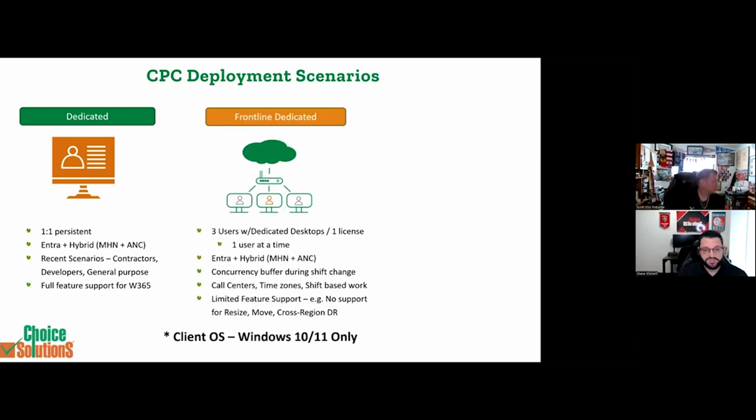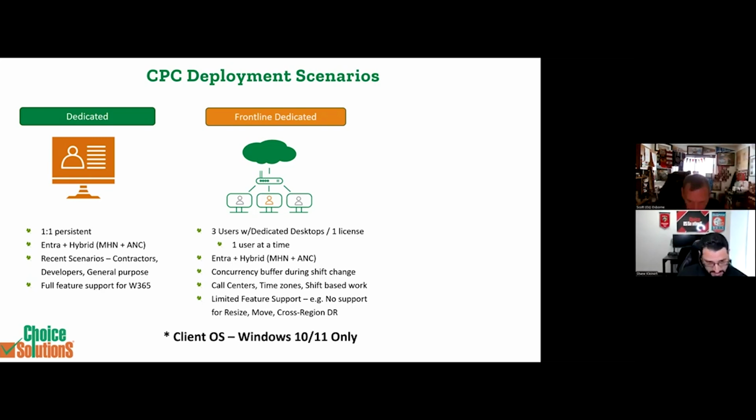Yeah, so on the frontline dedicated side, it really came out from shift work, right? Call centers, different time zones, shift-based work. That's really where it made sense to go frontline. And I'll tell you what, the bang for the buck is pretty incredible because for a single license, you're allowing 3 users.